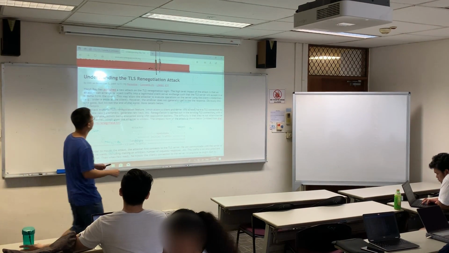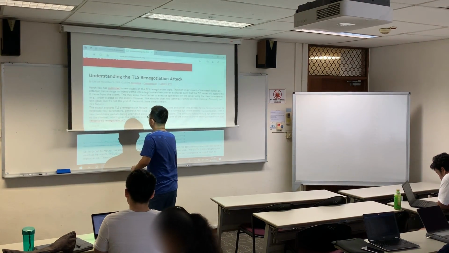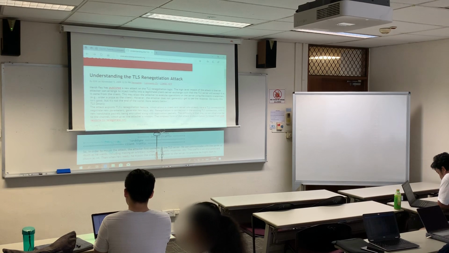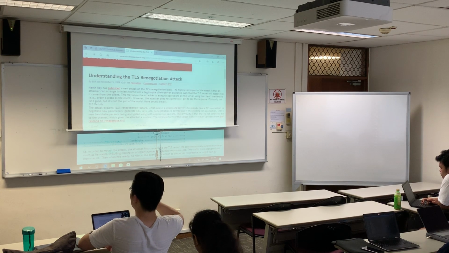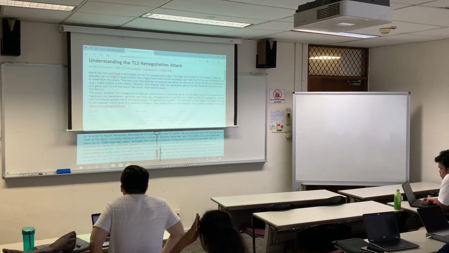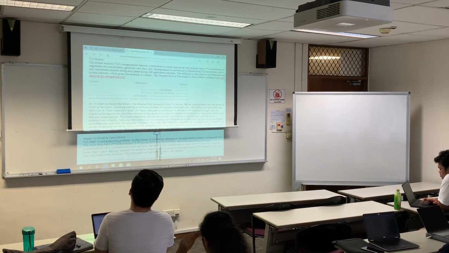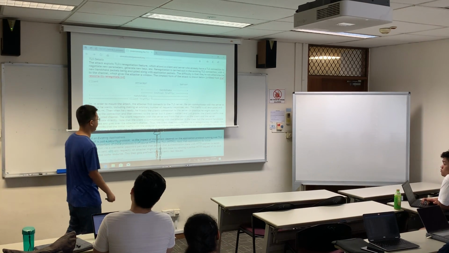Okay. So after we get the concept of this, we can talk about the TLS renegotiation attack. Actually, this attack was proposed in 2009. You can find this in the CVE database. Okay, so how is this attack designed, or how does this attack work?